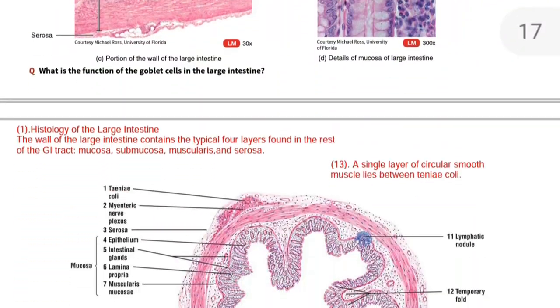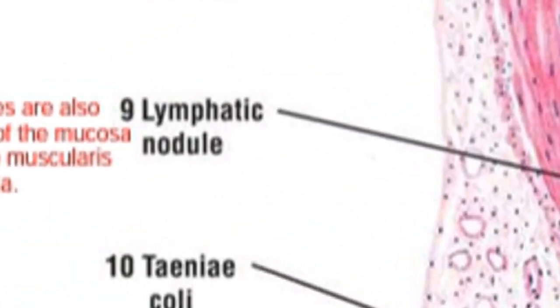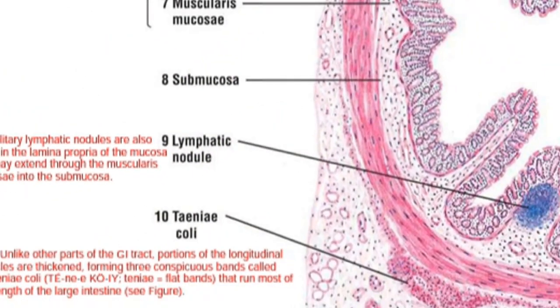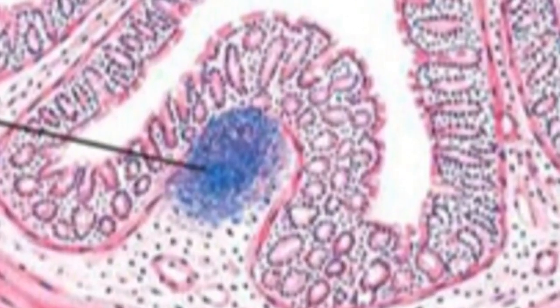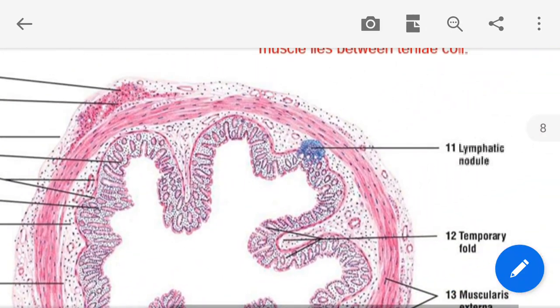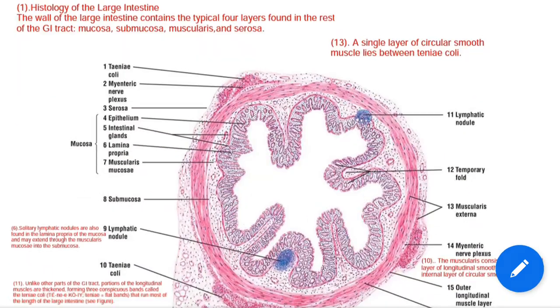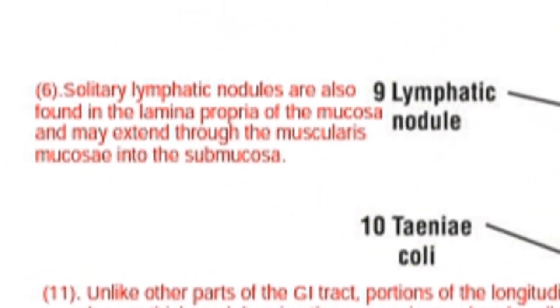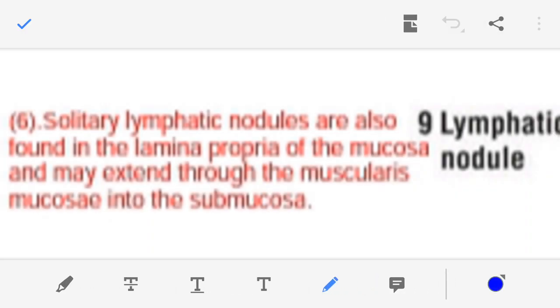Now moving on to the sixth point. In the sixth point we are discussing the lymphatic nodule. First I am showing you where they are located, blue in color. This one is the lymphatic nodule, and this one is also a lymphatic nodule. Now, solitary lymphatic nodule. Solitary means single one. They are alone, they are separate.